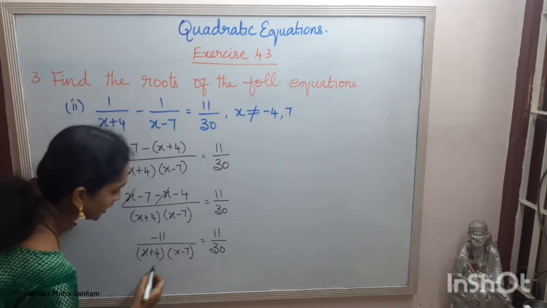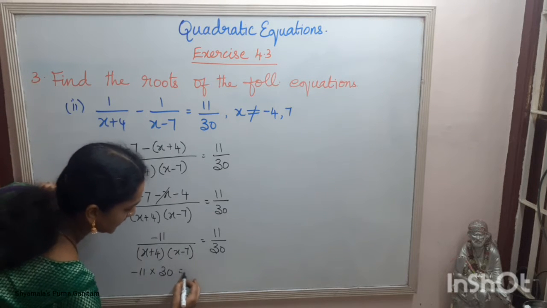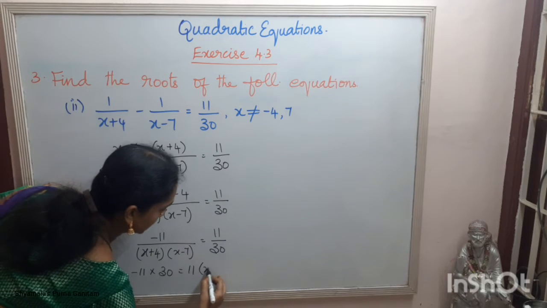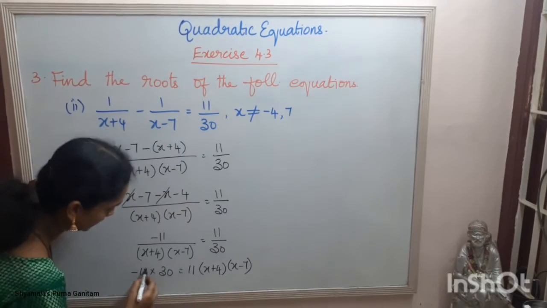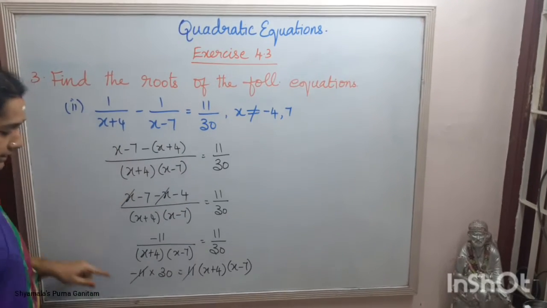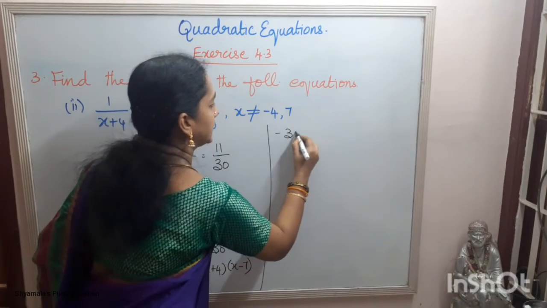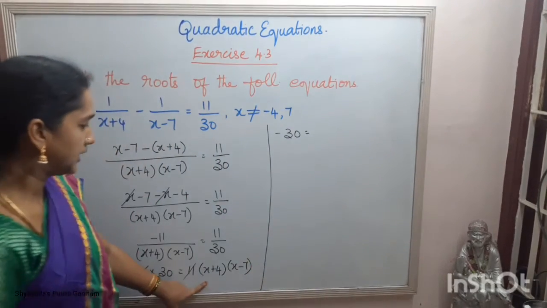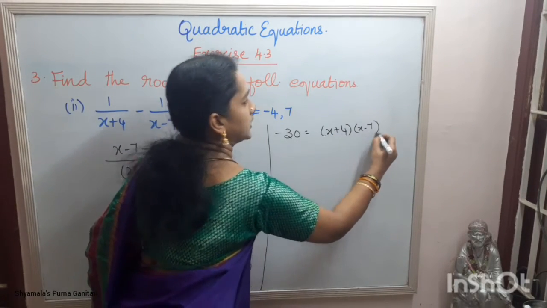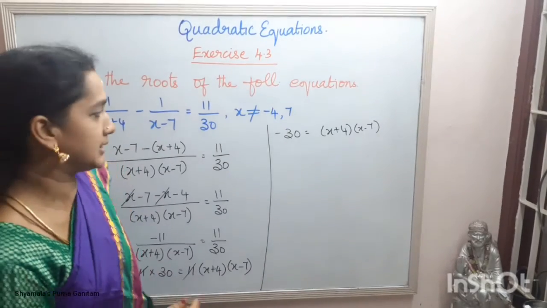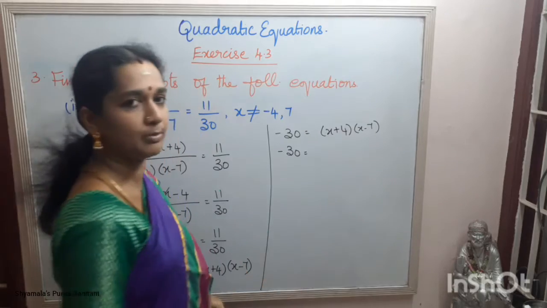Now this has to be cross multiplied. So minus 11 into 30 is equal to 11 into x plus 4 into x minus 7. So here this 11 and this 11 will get cancelled. So you will get minus 30. You will get minus 30 is equal to x plus 4 into x minus 7. Then minus 30 is equal to, now this one has to be simplified.